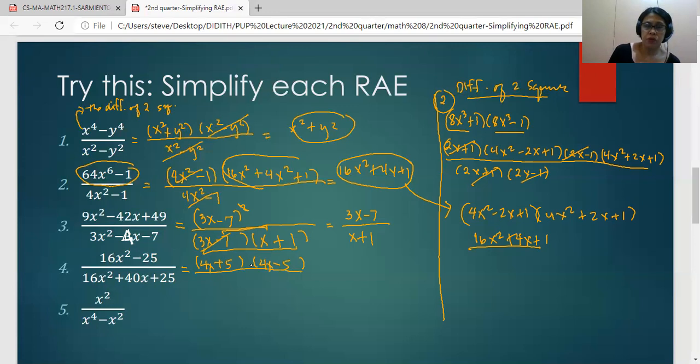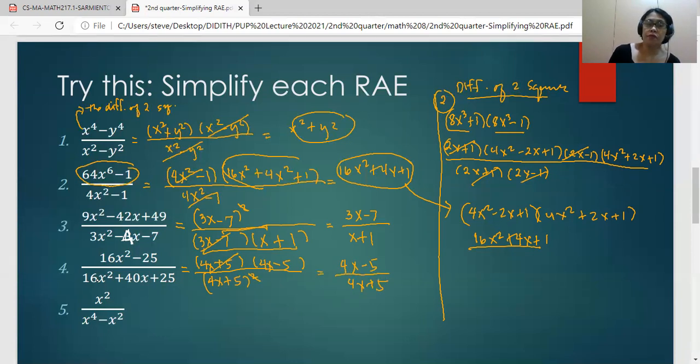Now, this trinomial is a perfect square trinomial. So the factors are the square root of the first term plus the square root of the last term, quantity squared. So the square root of 16x squared here is 4x plus the square root of 25 is 5, quantity squared. So we will cancel the common factor 4x plus 5. So the simplified form is 4x minus 5 all over 4x plus 5.